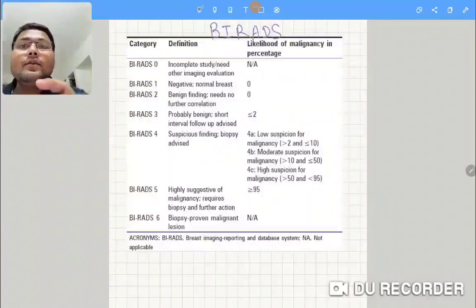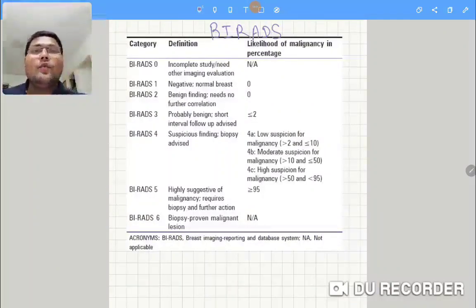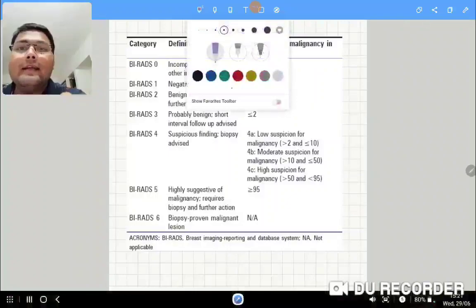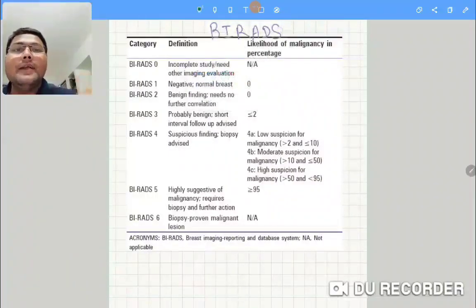Right? So there are 7 categories in BI-RADS. It starts from 0, 1, 2, 3, 4, 5, 6. So this is the definition of each BI-RADS category, and here is the risk of malignancy, the likelihood of malignancy in percentage for each particular BI-RADS category.